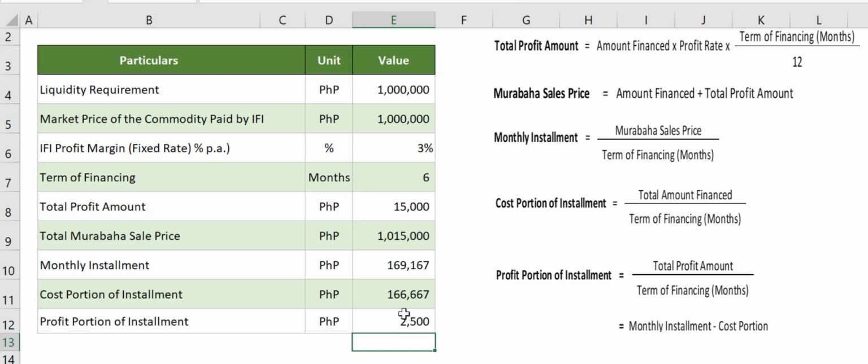Another alternative way of calculating the profit portion instead of getting the difference as mentioned is to simply divide the total profit amount by the term of financing, which is 6 months. So as such, the same exact result, 2,500 pesos.